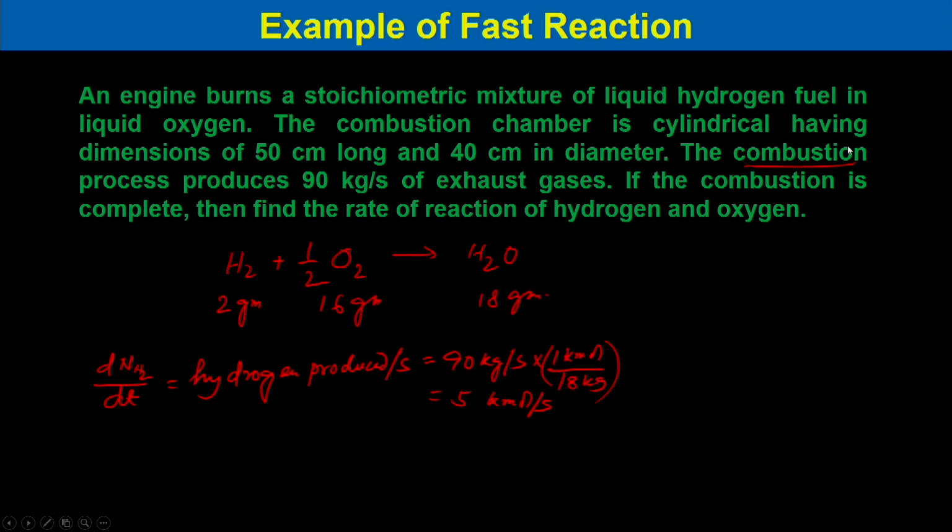combustion process produces 90 kg of the exhaust gas. So, our exhaust gas is water vapor. So, its molecular weight is 18. So, as we can see, 1 mole of hydrogen can produce 1 mole of water vapor for this combustion reaction. So, hydrogen production rate would be 5 kilomole per second. Whereas, from the stoichiometry, half oxygen produces 1 mole of H2O.